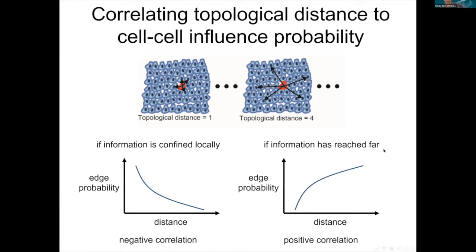If the information has already reached far, you would expect the opposite, because nearby cells have already synchronized. So the time series of one cell is not useful to predict the other cell because they're already synchronized. They contain the same amount of dynamics. So the edge probability will increase with distance, and you have a positive correlation between the edge probability and distance.